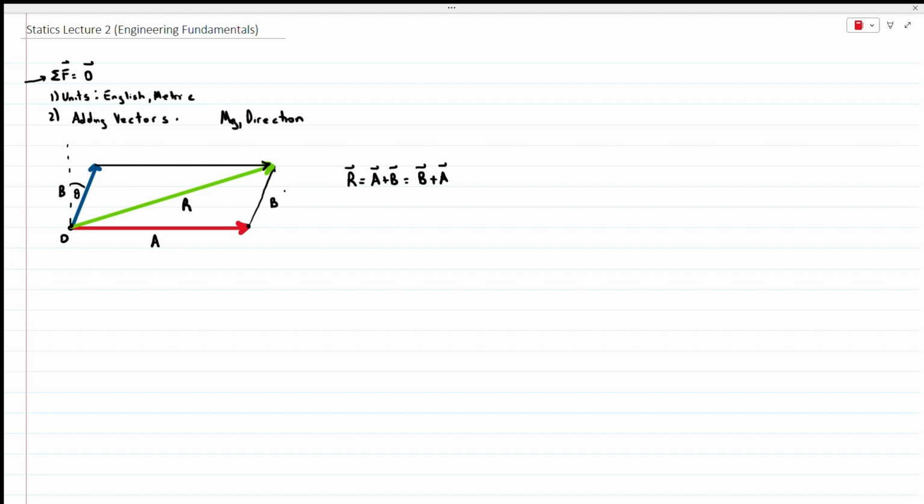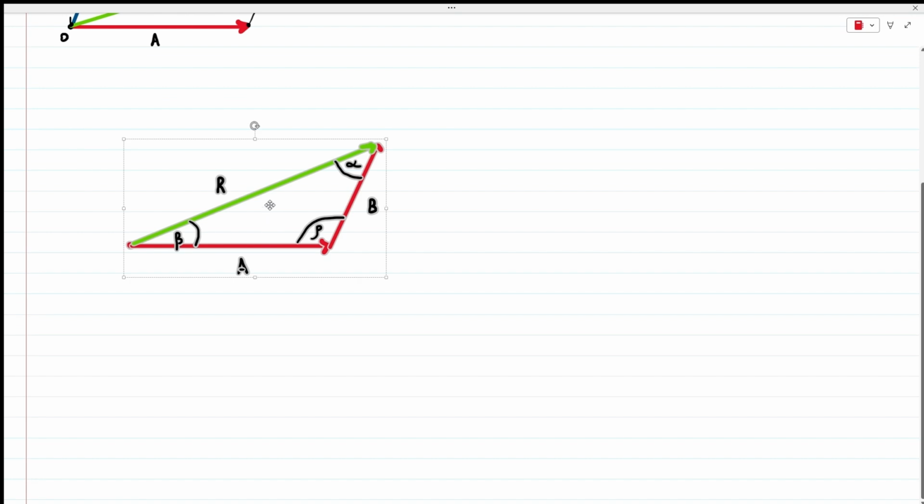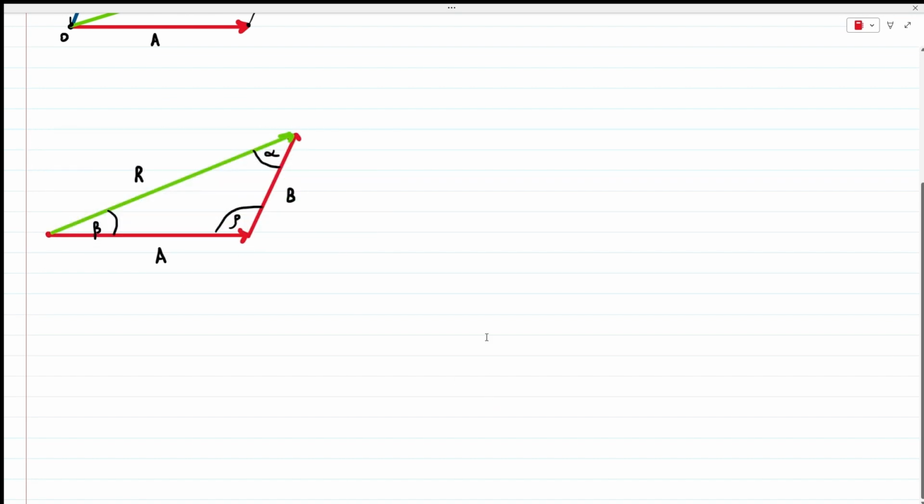Now, typically we don't look at both halves of this parallelogram at the same time. We typically look at the bottom half or the top half. Let's observe the lower half, shown right here. If I fill in some of these angles, opposite of the B side would be beta. Opposite of the A side is the angle alpha, and opposite of the resultant side is the angle rho. Now we see a triangle.